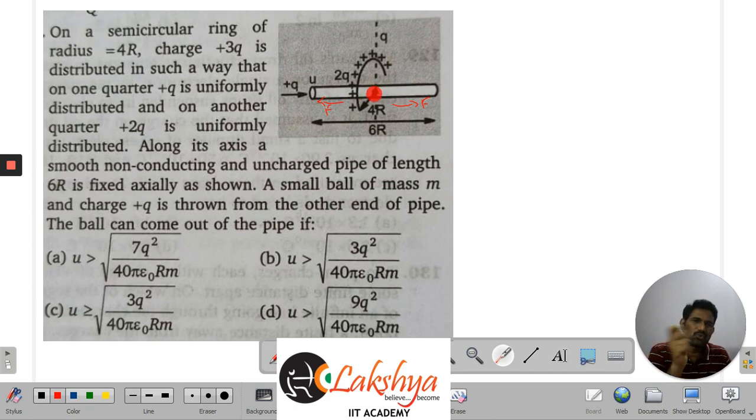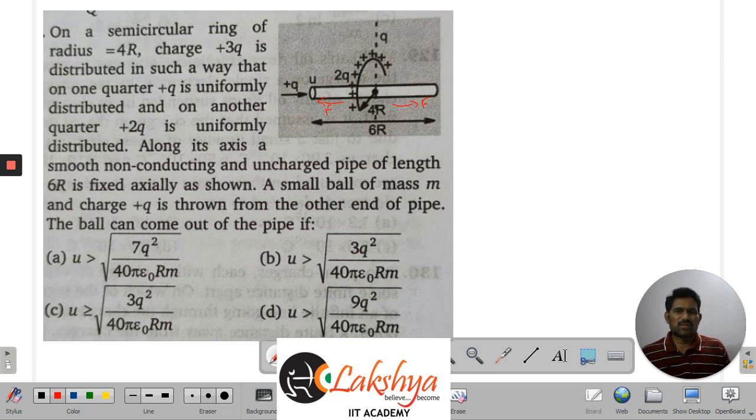So here the minimum condition is that the particle should cross the center. If it is able to cross the center, then automatically it can reach the other end of the pipe. So that is our minimum condition. The velocity at this point should be greater than 0. Simply, we can consider it greater than 0, because they are asking in terms of this greater than 0 condition.